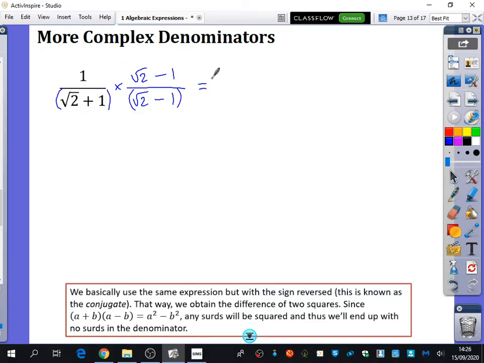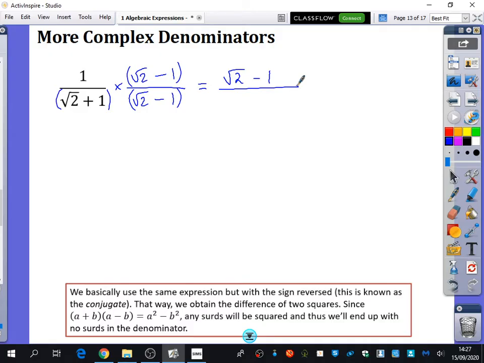So first of all, the numerator is dead easy, but if it wasn't a 1 there, you would have to make sure you did the number multiplied by each part separately. So the numerator will be root 2 minus 1. And then the denominator is a very special combo here.